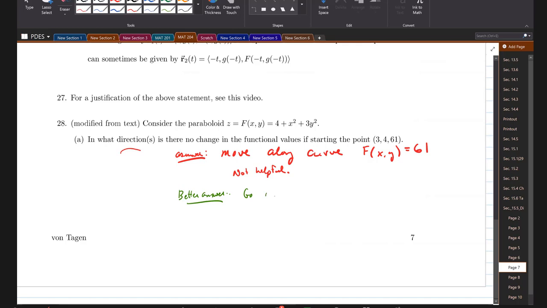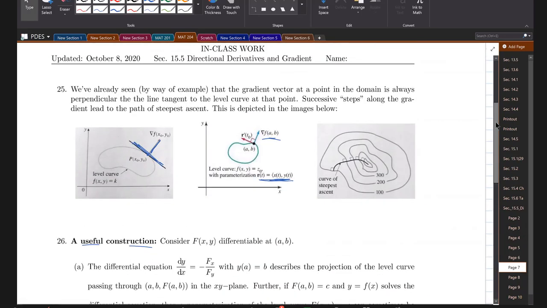Go in a direction orthogonal to the gradient. Going back to that picture here, this is the direction we should be heading if we don't want our z values to change. That's following along that level curve. But to actually know what that direction is, we're going to first compute the gradient and then give a unit vector that's orthogonal to it.